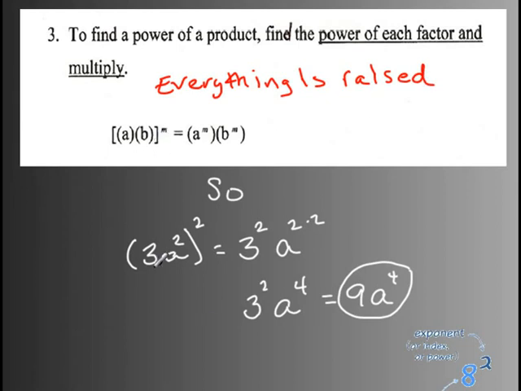So if we look at this example, I have 3 times a squared, all squared. Well, that means I have two sets of that. And so I'm going to have 3 squared, and then I have a 2 times 2. Now this is power to a power right there. So I get 3 squared is 9, and a to the 4th, and that's my final answer.